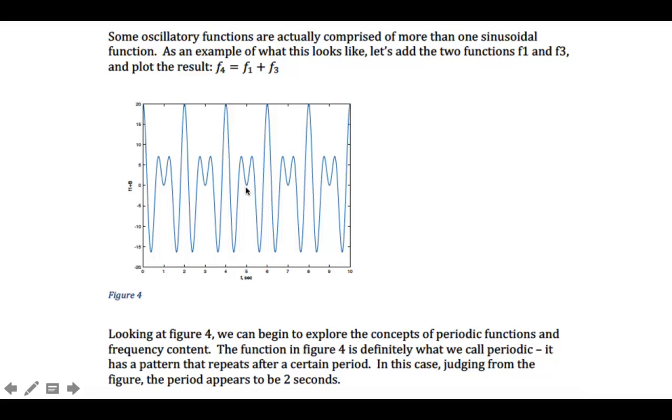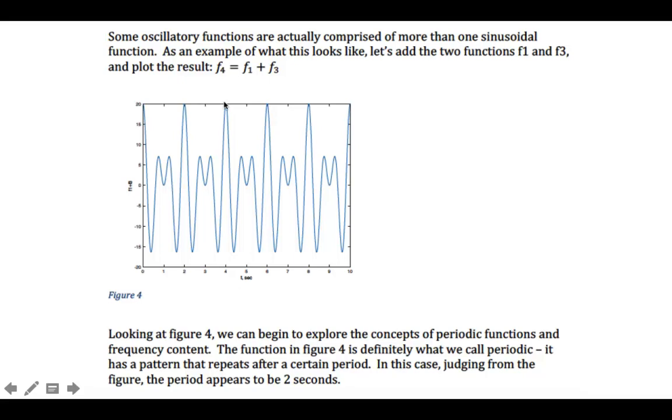So if we look at figure 4, we can start to explore some of the concepts of periodic functions and frequency content. Now, first of all, realize that this continues for negative time. I've just plotted it from 0 to 10 here, but you could plot it from -5 to 5. This is periodic for sure because it repeats and it definitely has a period. Judging from the figure, the period appears to be 2 seconds.